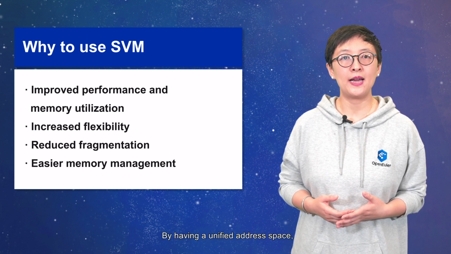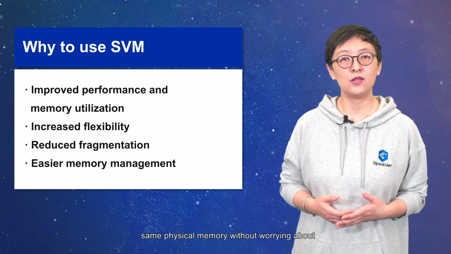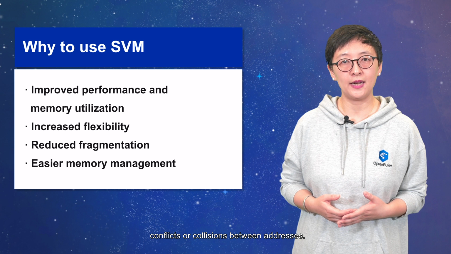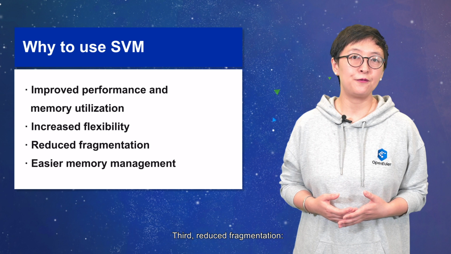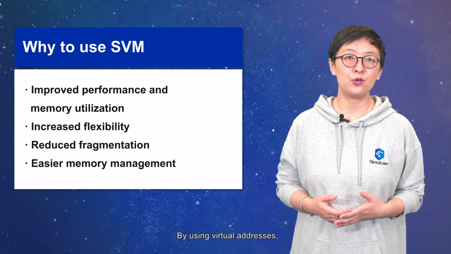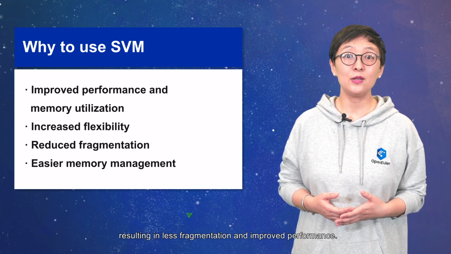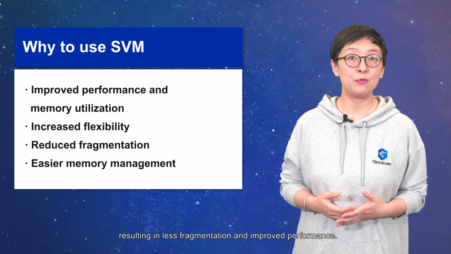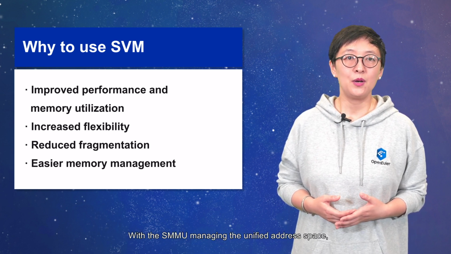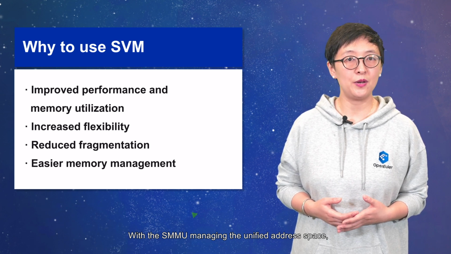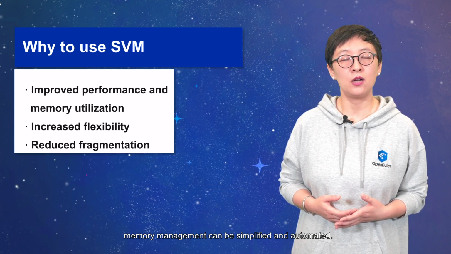By having a unified address space, applications and processes can access the same physical memory without worrying about conflicts or collisions between addresses. Third, reduced fragmentation. By using virtual addresses, the physical memory can be allocated more efficiently, resulting in less fragmentation and improved performance. Fourth, easier memory management. With the SMMU managing the unified address space, memory management can be simplified and automated.